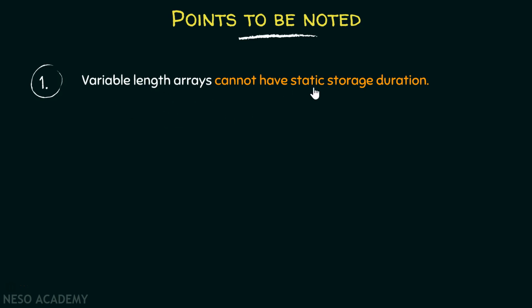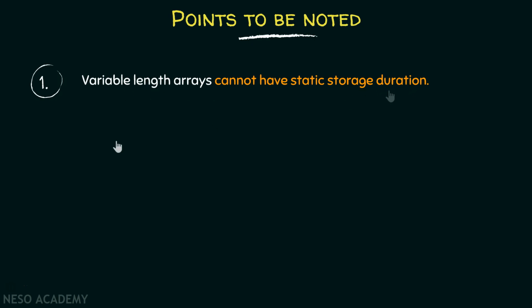If we specify a static keyword in front of a variable length array, it will produce an error. The name itself suggests that the object must be static, but variable length arrays are dynamic in nature. This means the length is changing according to the user, but for static storage, the length must be fixed. Therefore, variable length arrays cannot have static storage duration.